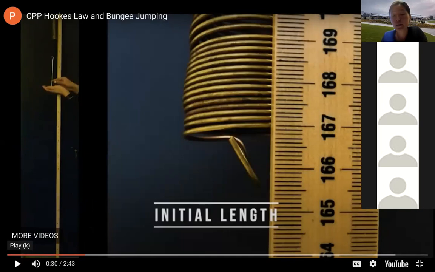So I recommend using the hook. Don't use anywhere on the spring because the spring will change positions. Use the lowest part of the hook. It looks like it's at 165.7, somewhere around that, centimeters. That is your initial length if I'm using the bottom of the hook. Now you can pick different points on the hook, but just be consistent.